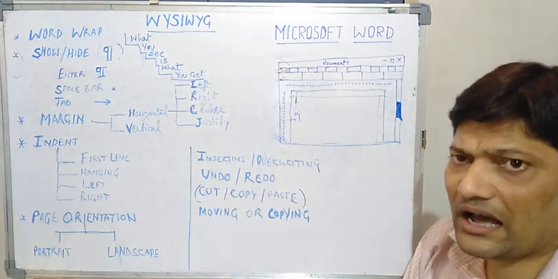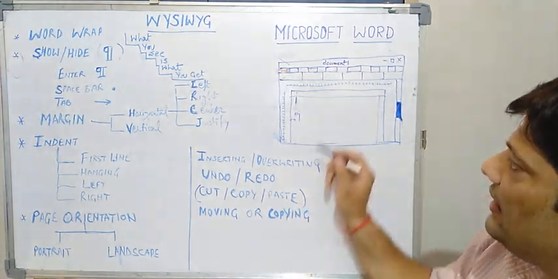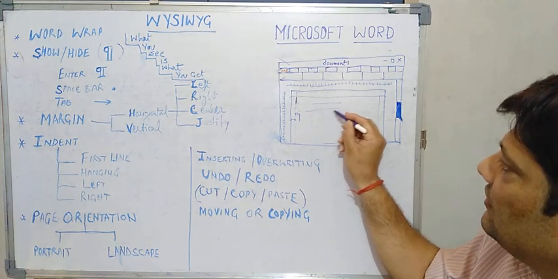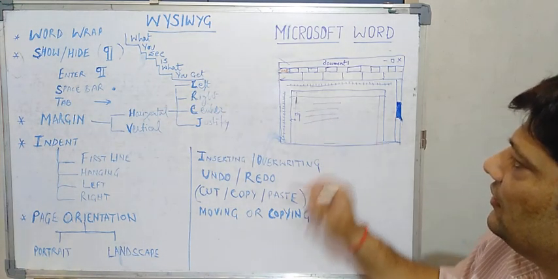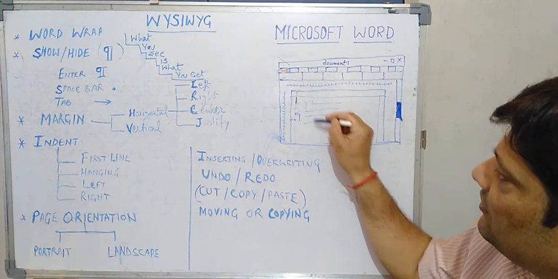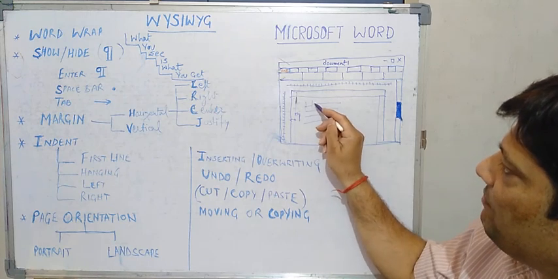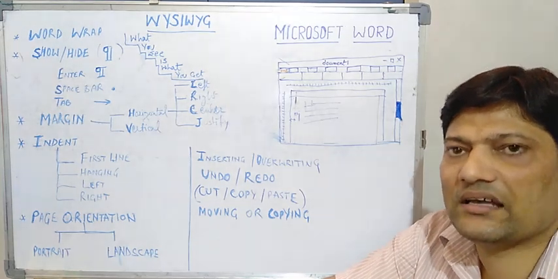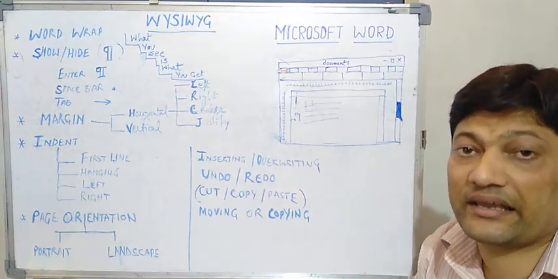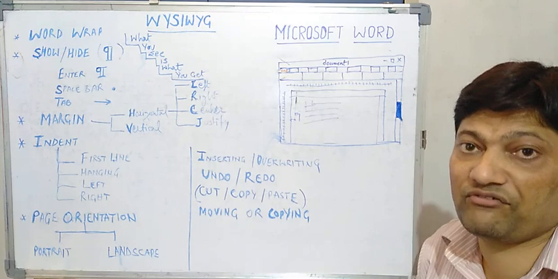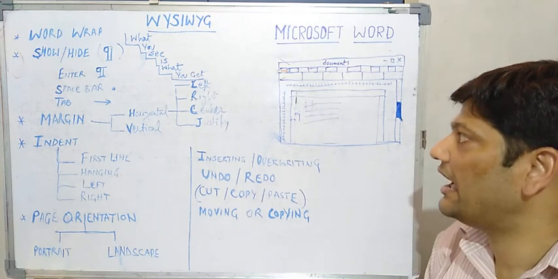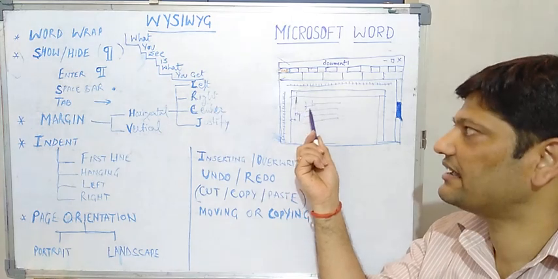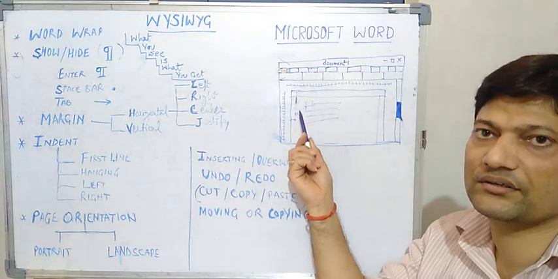So let me see how a first line indent looks like. If you're writing a paragraph like this, now you can see there is a gap. You can see this is a gap. Our paragraph starts from here. So that is actually a case of first line indent. My first line has some space before it, so there is a gap between text and the margin.